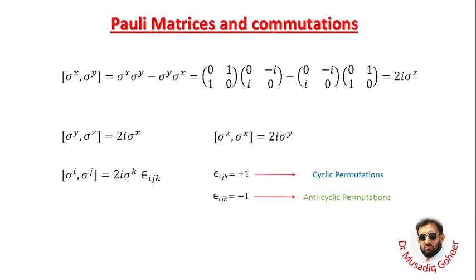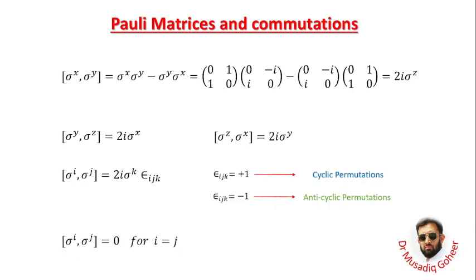Otherwise, if we are not following the cyclic permutation and we go the other way, for example, if I am calculating sigma z sigma y, then the value of the Levi-Civita tensor will be -1, and the same is true for the other two combinations. So if we change the order of Pauli matrices, for example, sigma z comes at the first position and sigma y at the second position, then simply there will be -1. This is the anti-cyclic permutation.